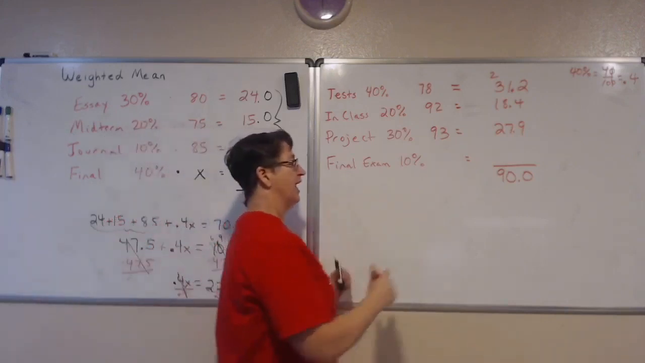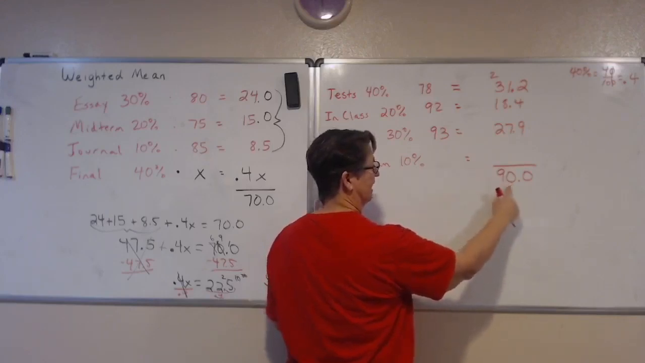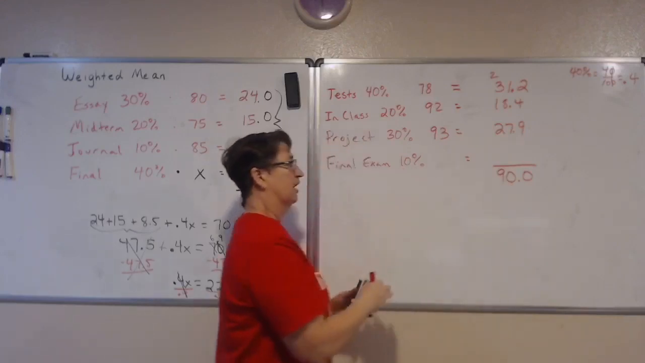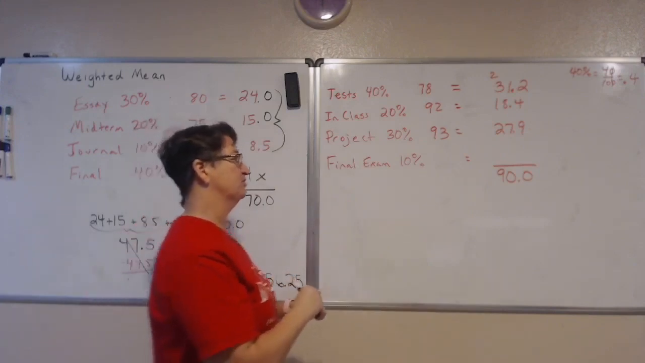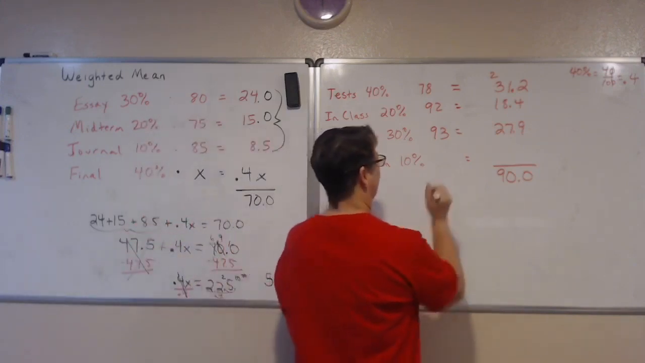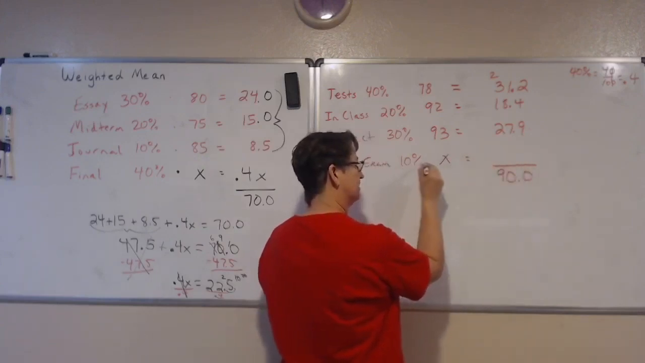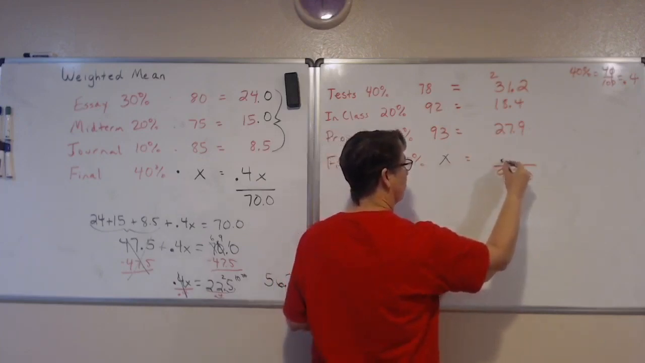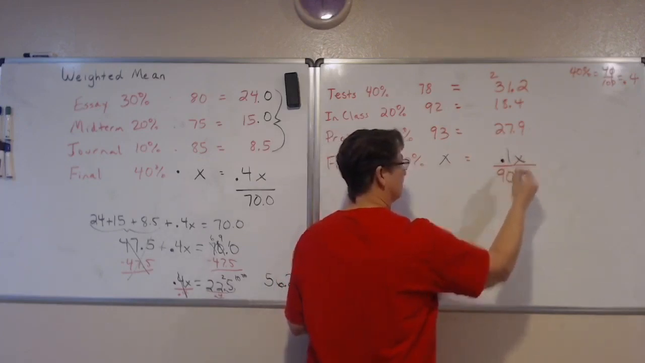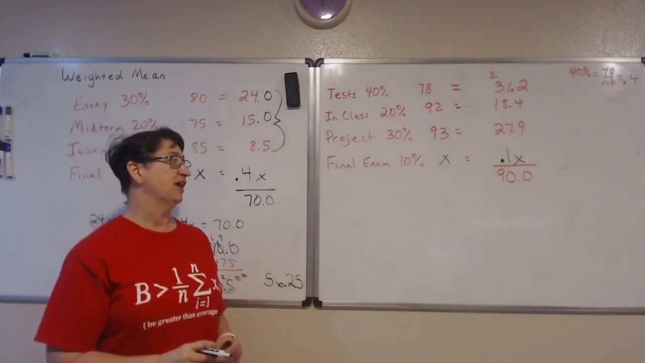So now we're going to find out, what does she need on this final exam to make that A? Again, I don't know what that is. Since it's not known, I'm going to put just an X there. And the way we're getting this value is we're multiplying our 10%, or 0.1, times our X. I bet you can do this now that we've done it once.